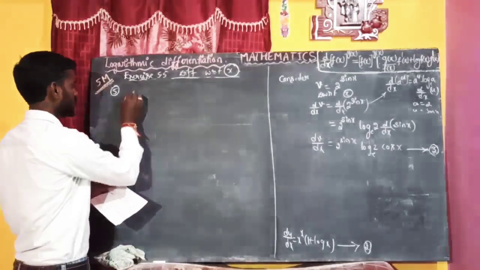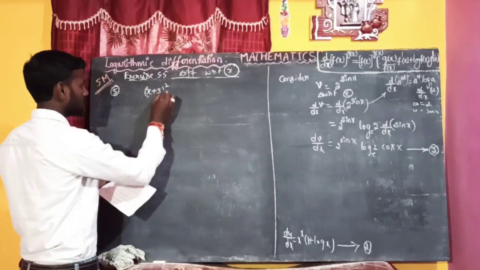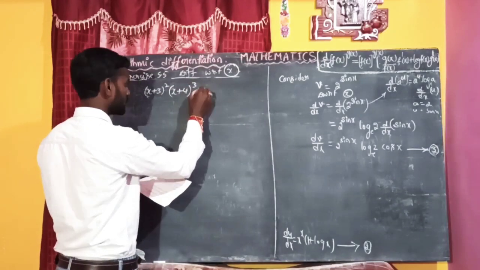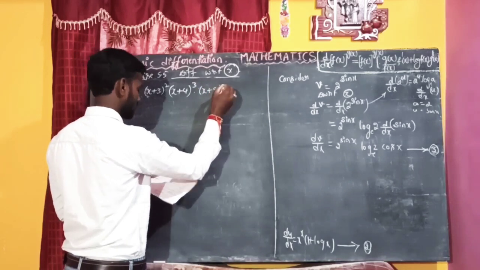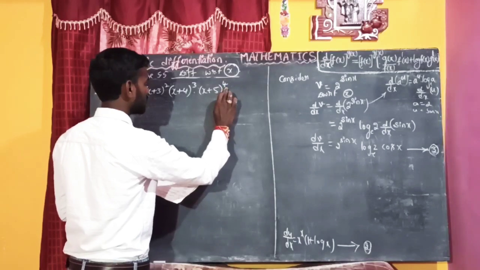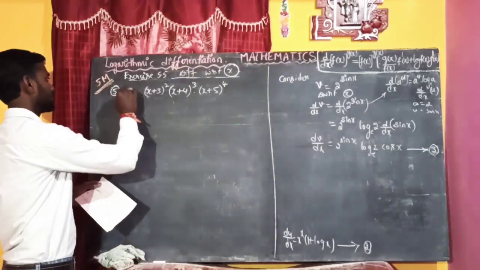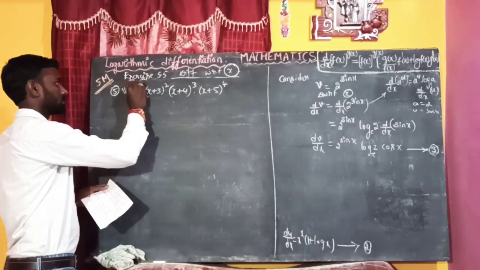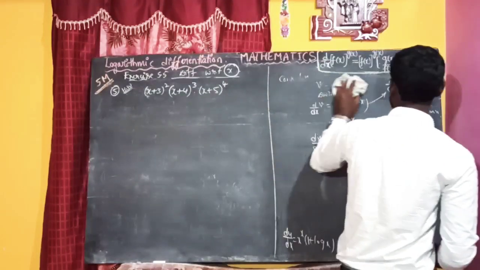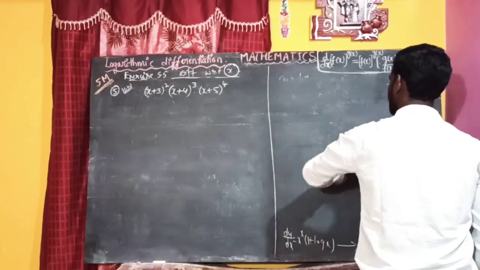x plus 3 whole square into x plus 4 whole cube into x plus 5 whole to the power of 4. Here observe, guys. This is for your homework question. Here easily we can differentiate this function, guys. Easily you can.